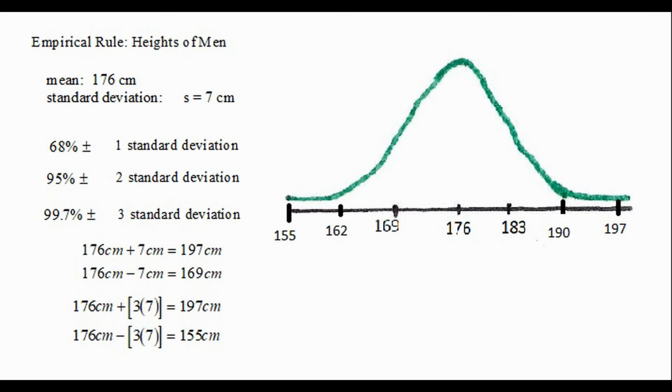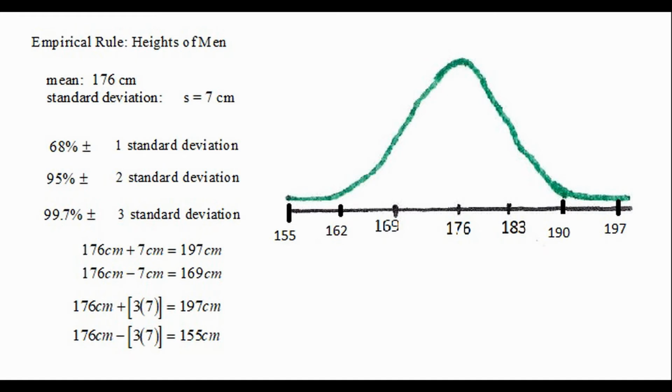The empirical rule says that 68% of all men will be between plus or minus 1 standard deviation, and 95% will be between plus or minus 2 standard deviations, and finally, 99.7% of all men will be between plus or minus 3 standard deviations.